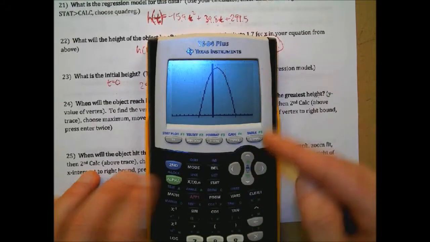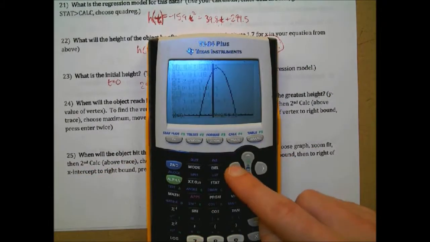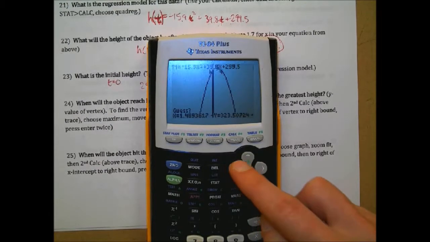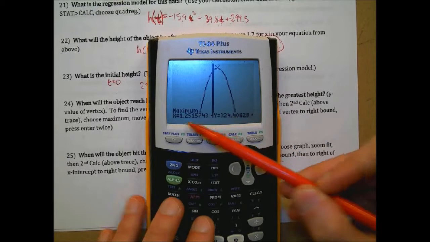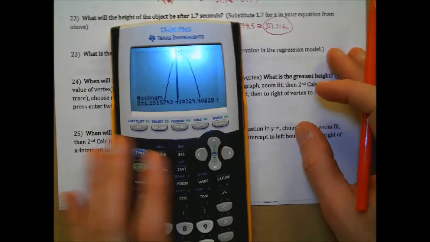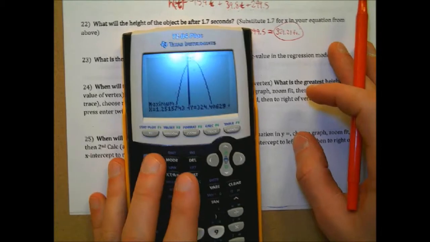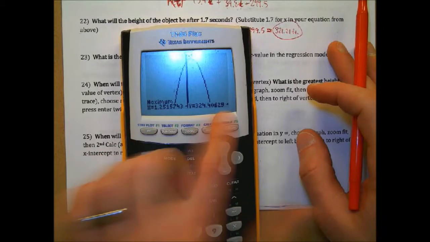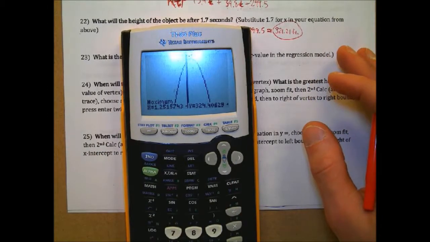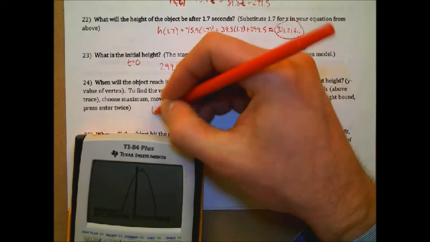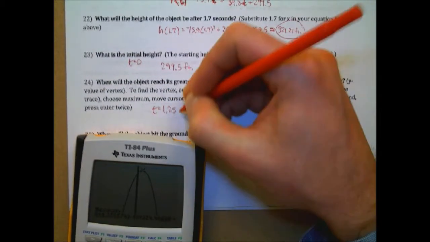So second trace, maximum. Go to the left, hit enter. Go to the right, hit enter. Top, hit enter. Okay, now I'm being asked, when will the object reach its greatest height? According to my graphing calculator here, what is the answer? The X, 1.25. So time equals 1.25 seconds, we'll say approximately.